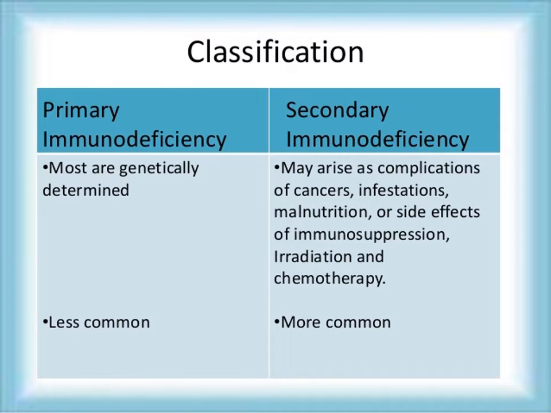Classification. As we have discussed, immunodeficiency syndromes are divided broadly into primary and secondary. Primary are genetically determined and present since early years of age, and they are less common. And secondary arise as a complication of certain cancers, infestations, certain viruses play their role, immunosuppression, radiation and chemotherapy that lead to secondary immunodeficiency syndromes, and they are more common.